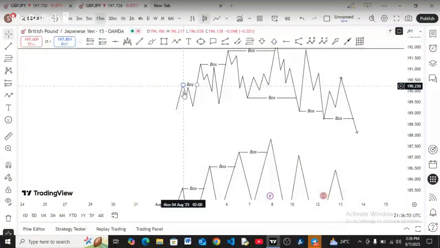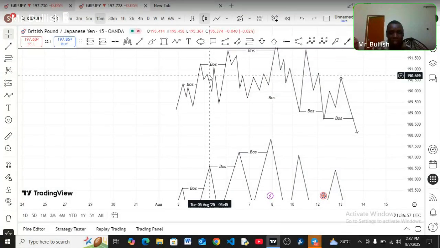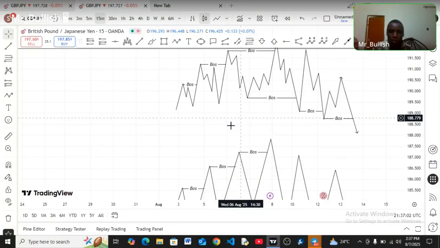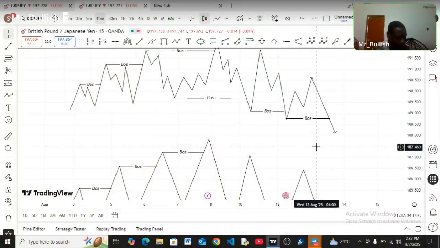It's creating its own. So it's called internal market structure. Then the 4 hours has the external market structure. Do you understand? Do you guys understand?